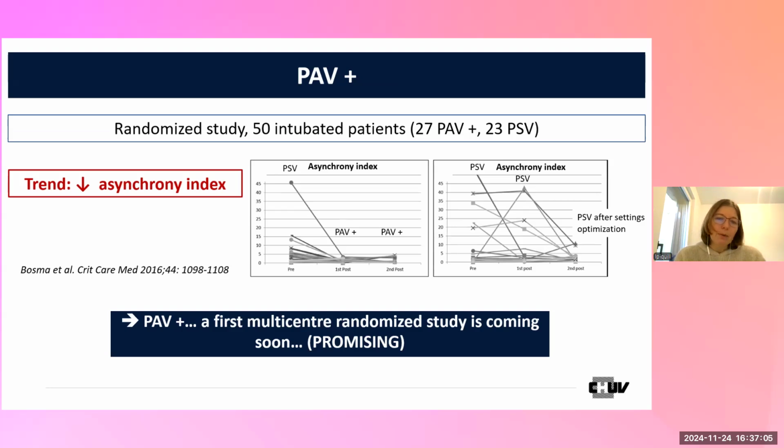Regarding multicenter randomized studies, there is one that is going to be published soon, I hope. It's the PROMIZING study, and we'll see the results. This study is an outcome study.